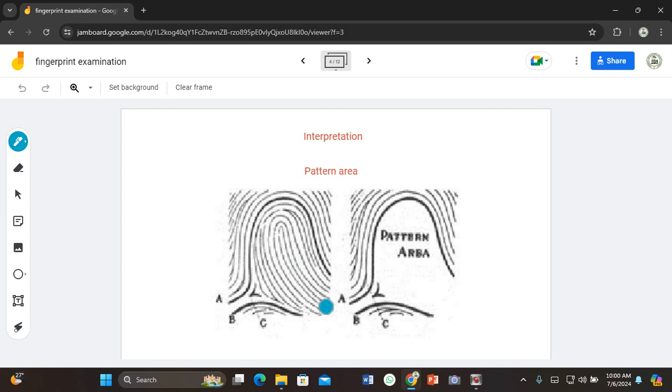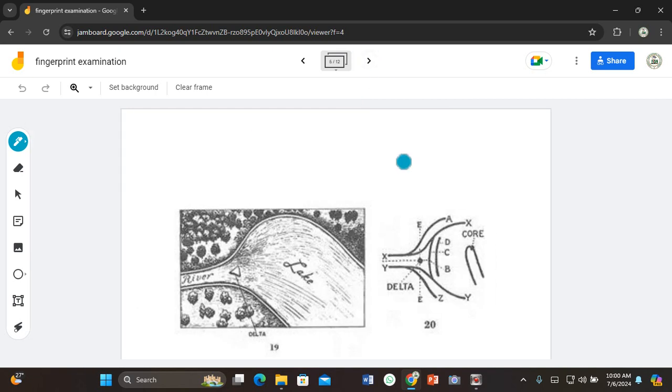So our focal point should be the delta, the core, and the ridges between them. We'll get to that one later. Now, what is a delta? The delta, just as our usual delta, our normal delta, is a place at the mouth of the river, where the river is about to empty its content into a lake or an ocean.